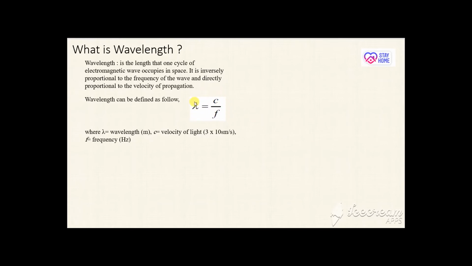Wavelength comes from this equation, and the symbol λ means wavelength, and the unit is m. C is the velocity of light, and it's a fixed number. You don't need to explain it, you don't need to get it, because it's an international fixed number. 3 multiplied by 10 to the power 8, sorry for this mistake, and the unit is m over s, and f is the frequency. We are familiar with it.